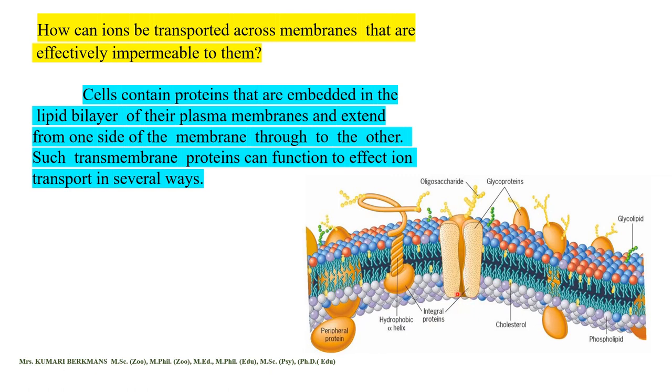You can see here it is extended, and here you can see this also is extended, this is cut open, so it has a path in the middle. This is also extended, and some parts are embedded in the cell membrane. Such transmembrane proteins can function to effect ion transport. Through this, ion transport takes place in several ways.